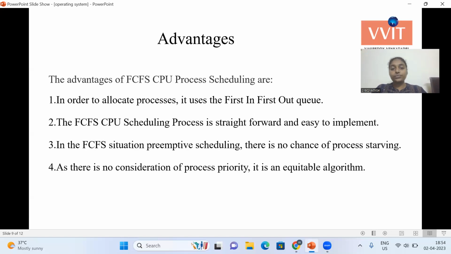Next, advantages of first come first serve scheduling algorithm. The advantages of first come first serve CPU process scheduling are: in order to allocate process, it uses the first in first out queue. FIFO principle it uses. The first come first serve CPU scheduling process is straightforward and easy to implement. In this situation, in non-preemptive scheduling, there is no chance of process starvation. As there is no consideration of process priority, it is an equitable algorithm.